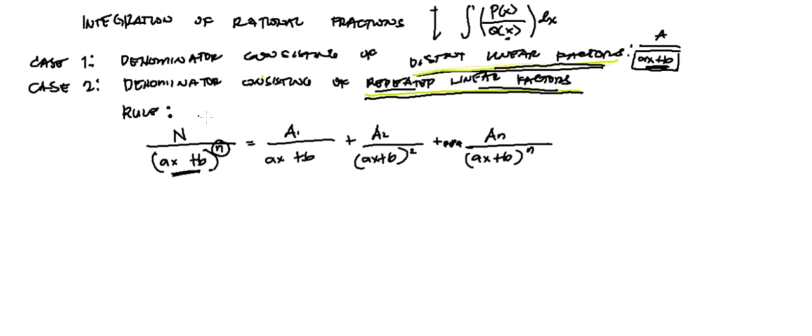So our rule regarding this is that we will equate this to a constant A1, to be determined, all over ax plus b, this linear factor here, and then plus another constant all over ax plus b raised to 2, and this will be repeated until such time that the power is equal to n.